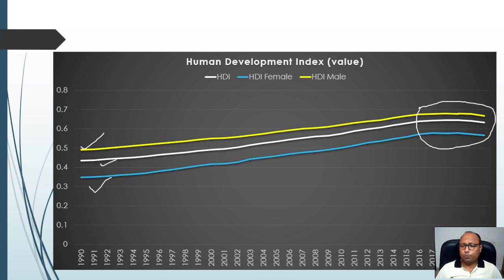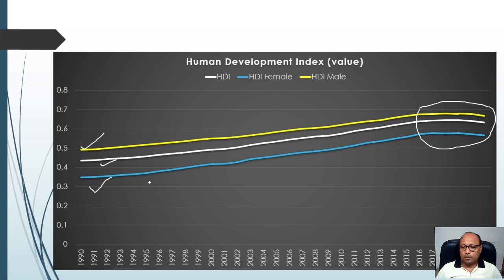But the second important component here is that the HDI index of male and female was different. The HDI index of male was much above the national average, whereas for female it was much below the national average. So male human development is much higher than that of female.